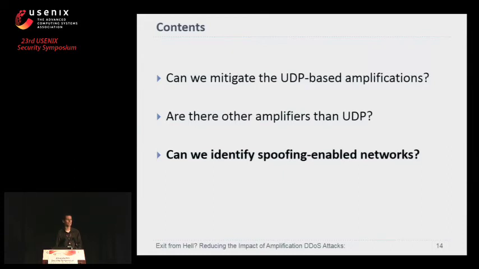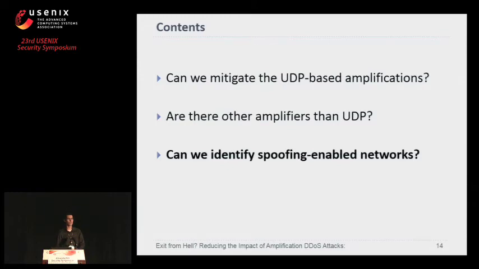And the real question is, can we now identify the networks that actually cause the root cause of the problem, mainly networks that allow for IP address spoofing? If we hadn't had any network that allows IP address spoofing, we wouldn't have to deal with the problem at all. So shutting down IP spoofing altogether would really get rid of the whole problem of amplification attacks. So we were looking for a method that can identify networks that allow for IP address spoofing.